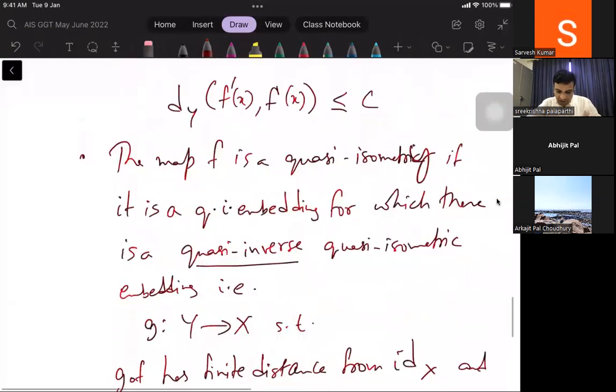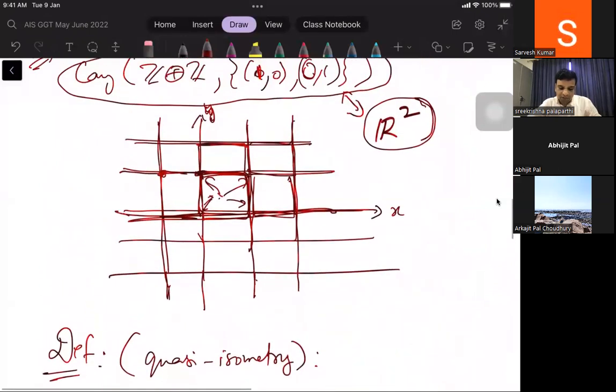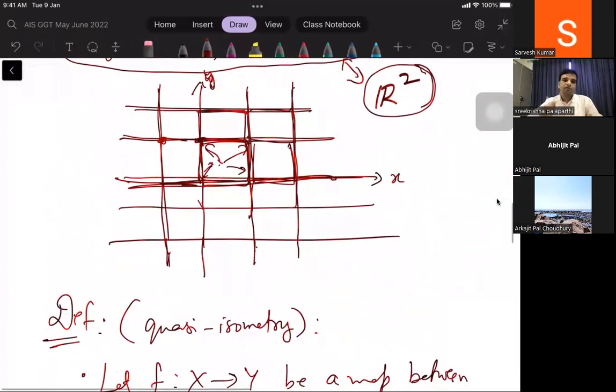So once again, our motivating example here: if you take this R², and then somehow squish it like that, each square you send to its boundary, then that map will basically satisfy this property. So you have sent all the points in that square to that boundary, and then you take the inclusion back from that grid to R².